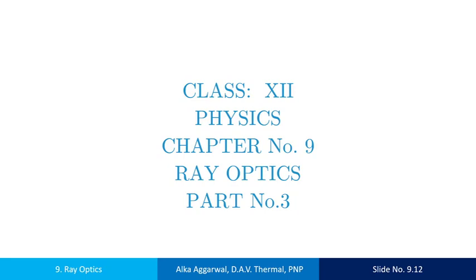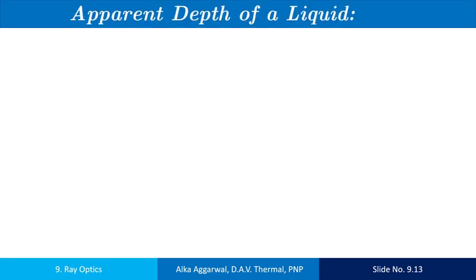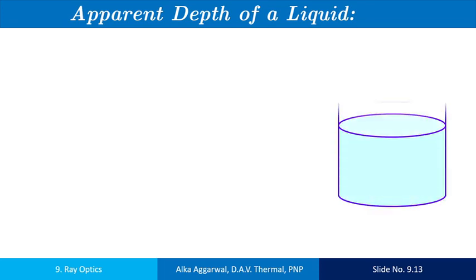Hello. In this lecture, we will start with the apparent depth of a liquid. As you know, one of the consequences of refraction from denser to rarer medium is that the depth of a pond appears to be less than the actual value. Let us now establish the relationship between the real depth and the apparent depth of a liquid.